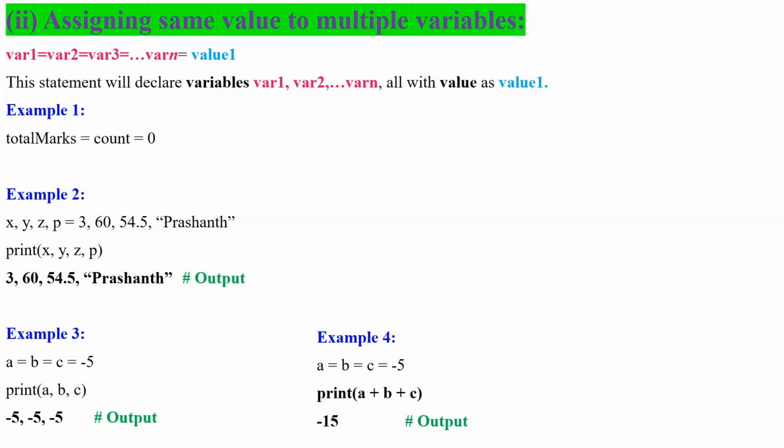In example 3, the code a equals b equals c equals -5 assigns the value -5 to all three variables a, b, and c in a single line. After executing this code, the variables a, b, and c will have the value -5. In example 4, since a, b, and c have all been assigned the value -5, the expression a plus b plus c will yield -5 plus -5 plus -5, which simplifies to -15.